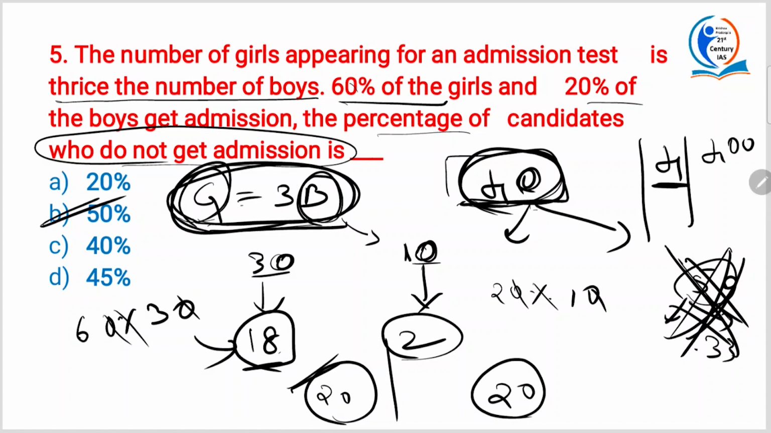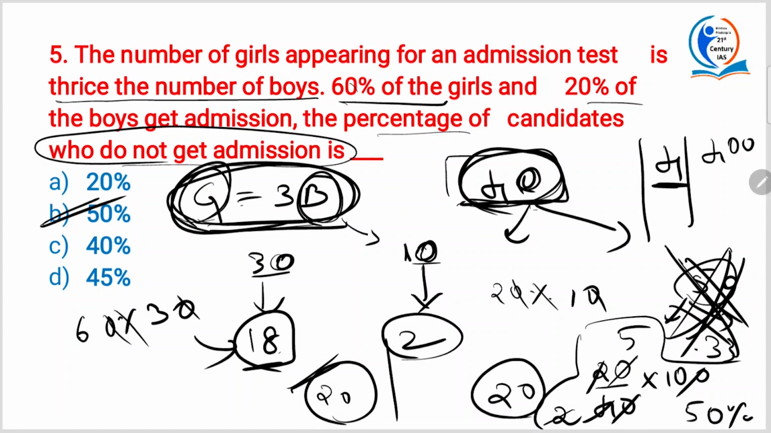If you do not know whether it is 50% or 25%, do that by writing on the paper. 20 by 40 into 100. 2 1s are 2, 2 2s are 4, 2 5s are 10. So it is 50%. This 50% got the admission. The other 50% didn't get the admission.